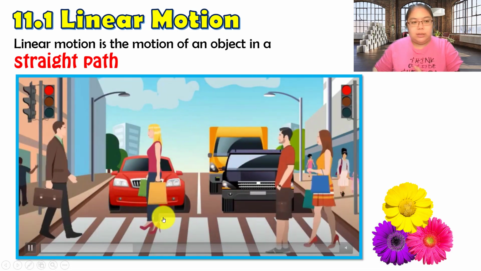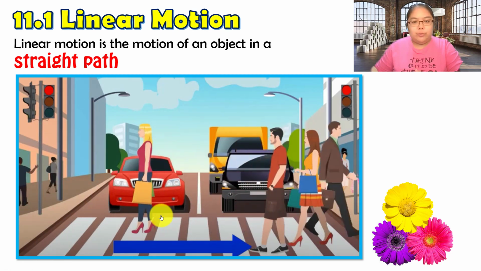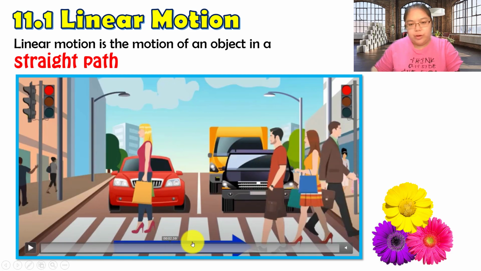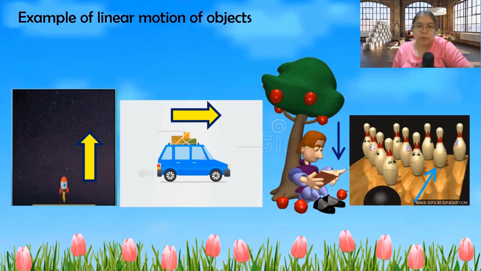You can see some of the ladies and gentlemen moving across the road, is it? Each of them goes straight. The others also go straight, but this one shows the direction. So when they just go straight, this is an example of linear motion. Let's see this part. This is an example of linear motion of an object.